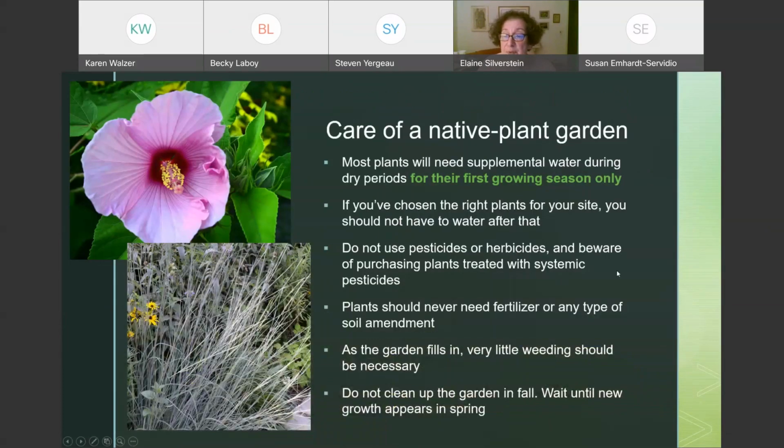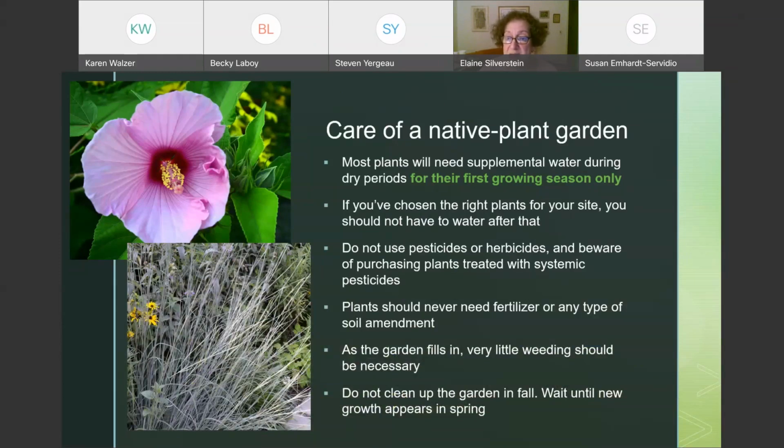Okay, care of a native plant garden. Most plants will need supplemental water during dry periods for their first growing season only. If you have chosen the right plants for your site, you should not have to water after that. If you have put wetland plants into a dry site, you're always going to have to water, but I would not recommend that. I would recommend that you pick the right plants for your site.